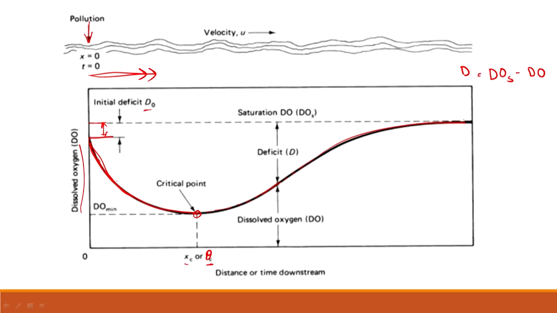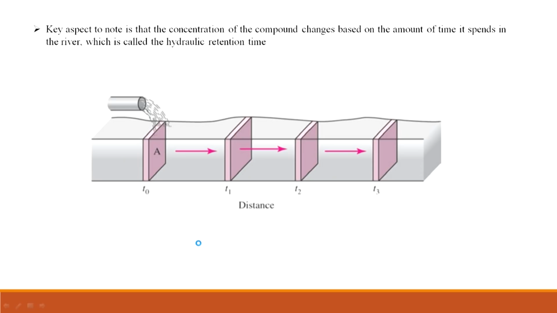So, that is the hope, and the key aspect is to design it such that the critical deficit, the maximum deficit, should not be such that your DO levels are less than 2 or 3, right. That is the whole aspect of what we are going to discuss.